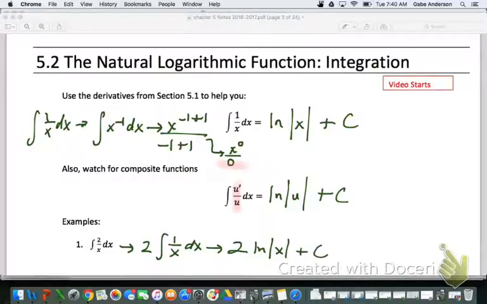So the key is to recognize that form, and the key to recognizing it is seeing it a lot. Please do practice with these and get used to that form, and I think you'll find good success. All right, let's move on to number 2.